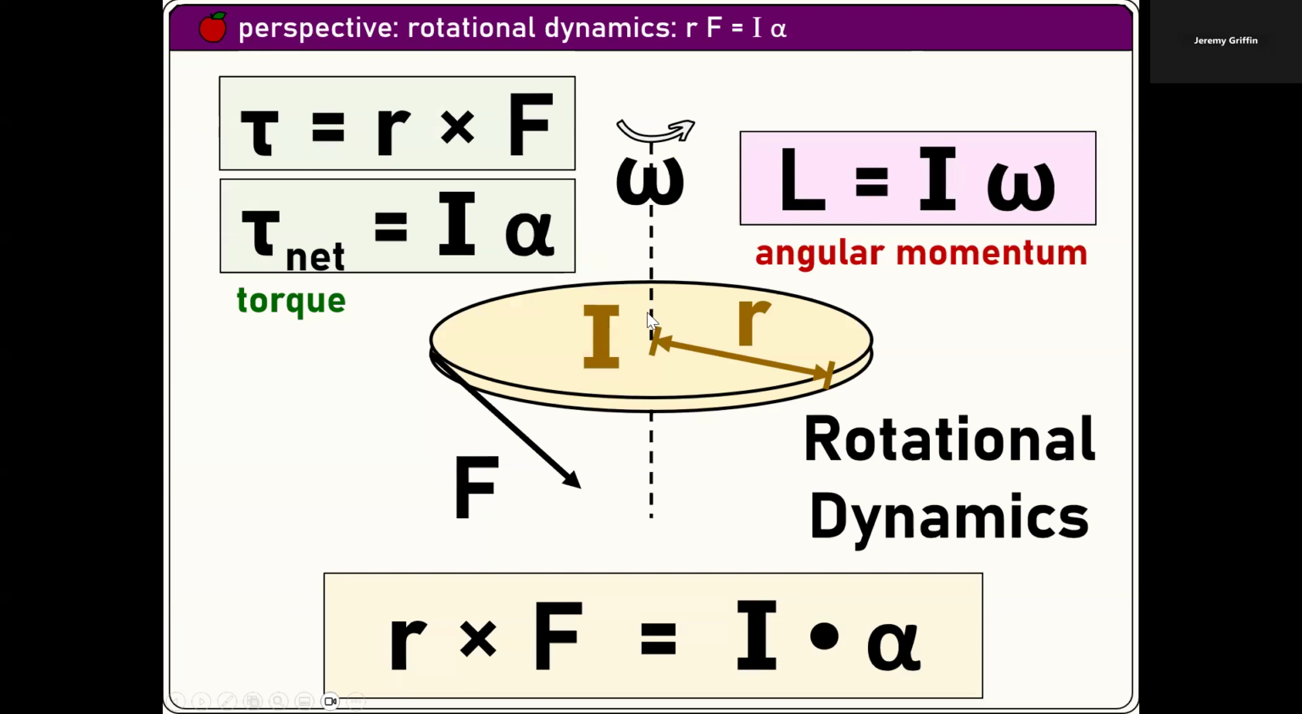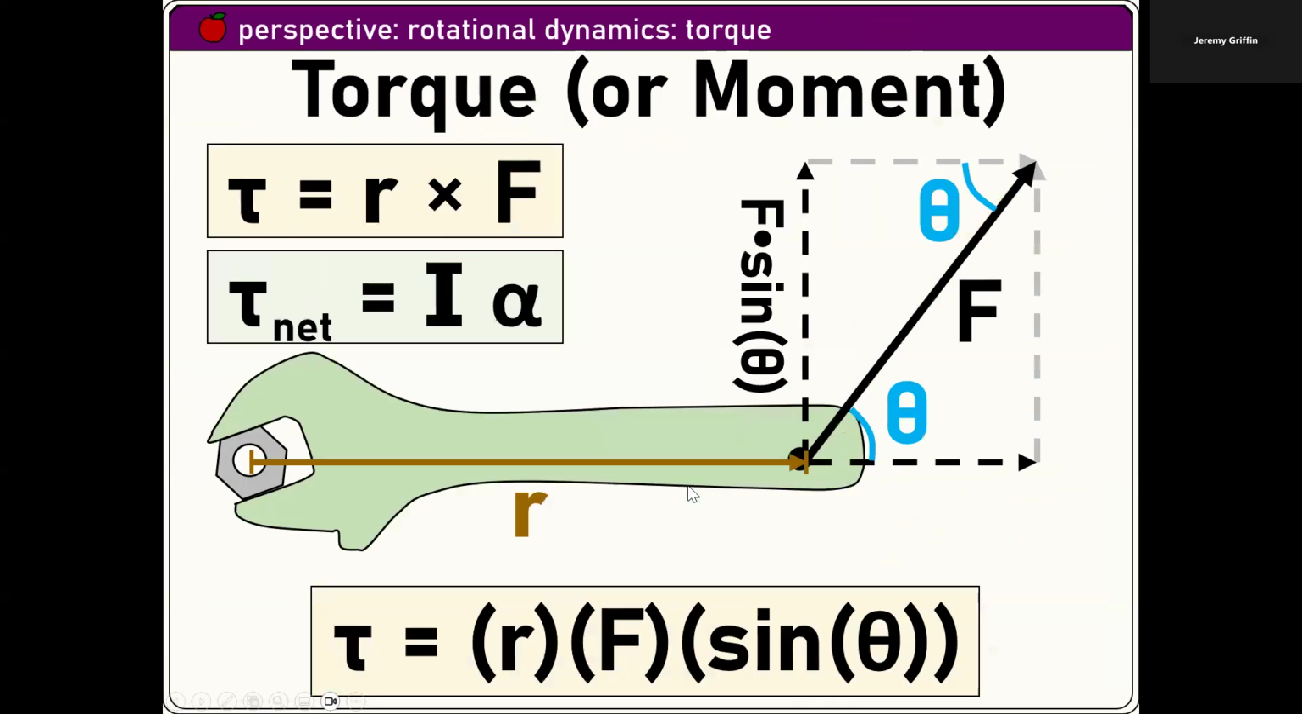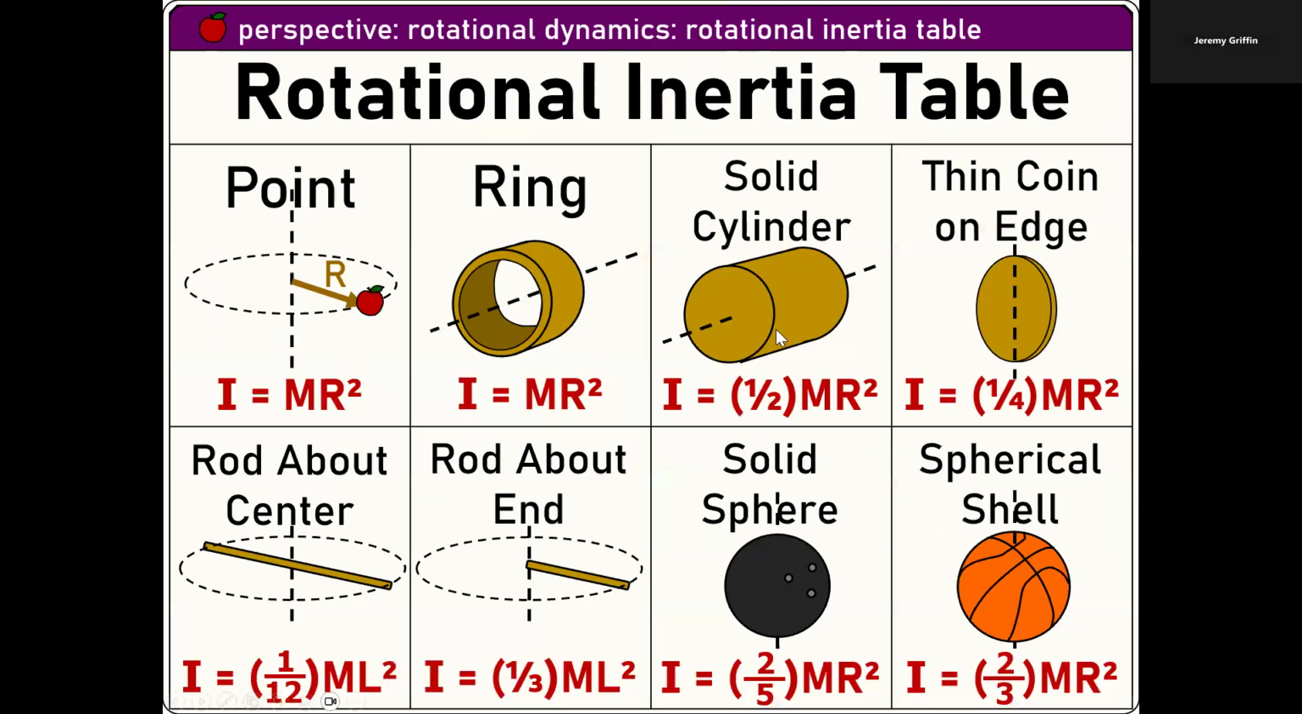What is I for a disk? Well, I'm going to rewind. Go back. Right here. You guys see solid cylinder rotating about its center? If you just make that flat and maybe turn it vertical, that is a turntable, isn't it? 1/2 mr squared. So let's go forwards again.